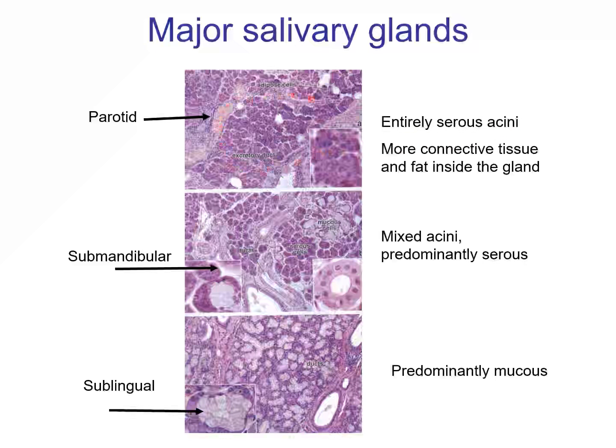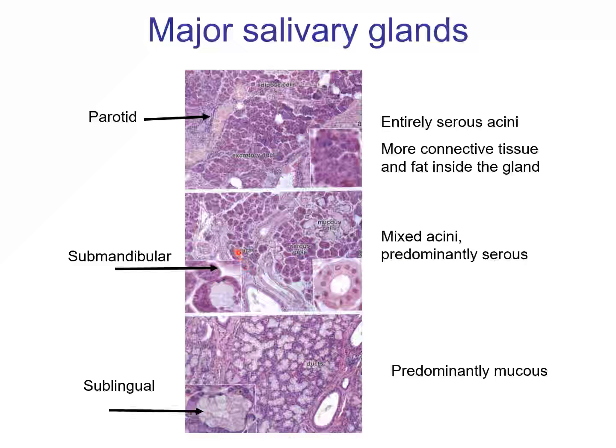You can see it has taken the stain, and there are a lot of connective tissue or areolar tissue where the ductular system is there. So the identifying features of the parotid gland are entirely serous acini, more amount of connective tissue and fat, and more amount of ducts or ductular system.